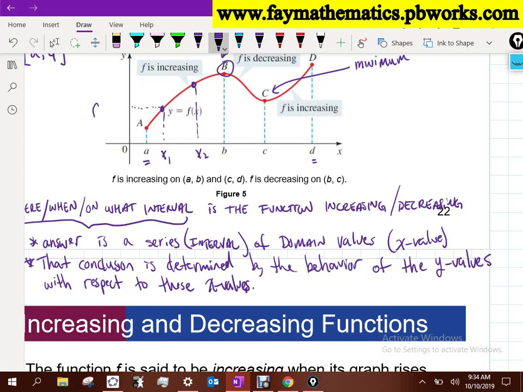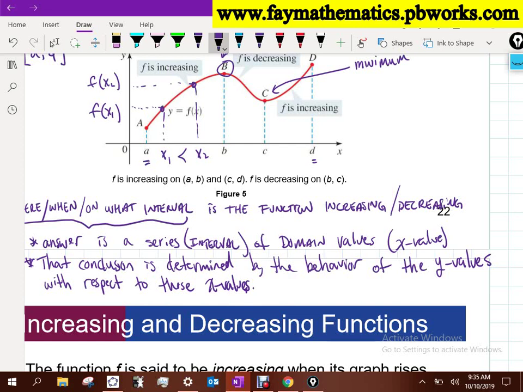So this would be f of x sub 1, and this would be f of x sub 2, right? Would you guys agree that x sub 1 is less than x sub 2? Okay, so when your first input value is smaller than your second input value, and your first output value, f of x sub 1, is less than f of x sub 2, would you agree then that to go from f of x sub 1 as a y value to f of x sub 2 as a y value, you have to climb? You have to go up? Right. That's pretty obvious, right?